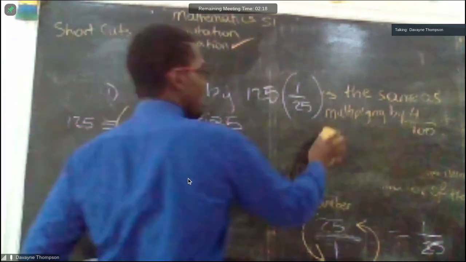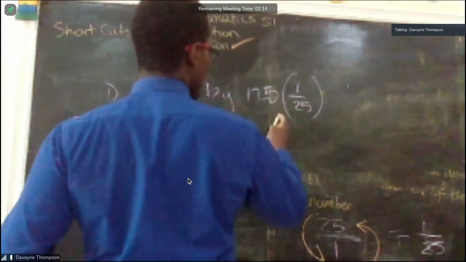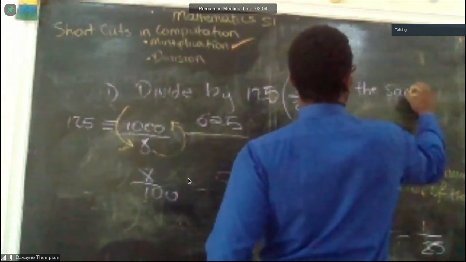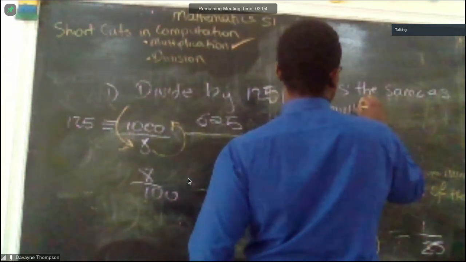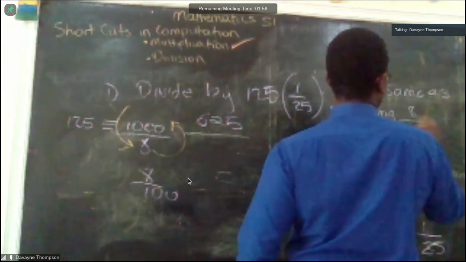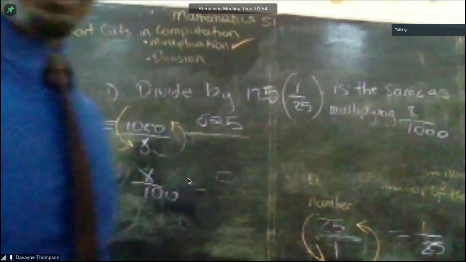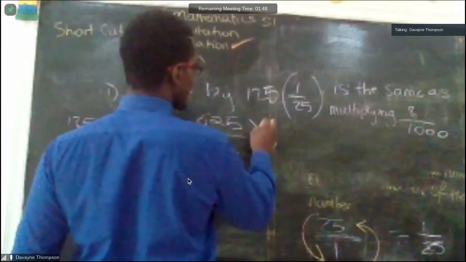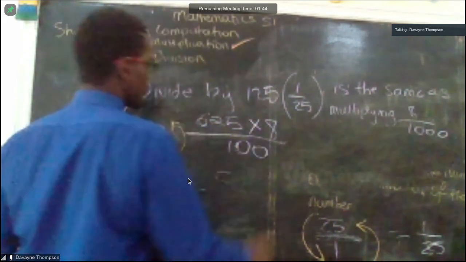as multiplying by 8 over 1000. Alright? So let's do this now. What is 625 times 8? What's 625 times 8?